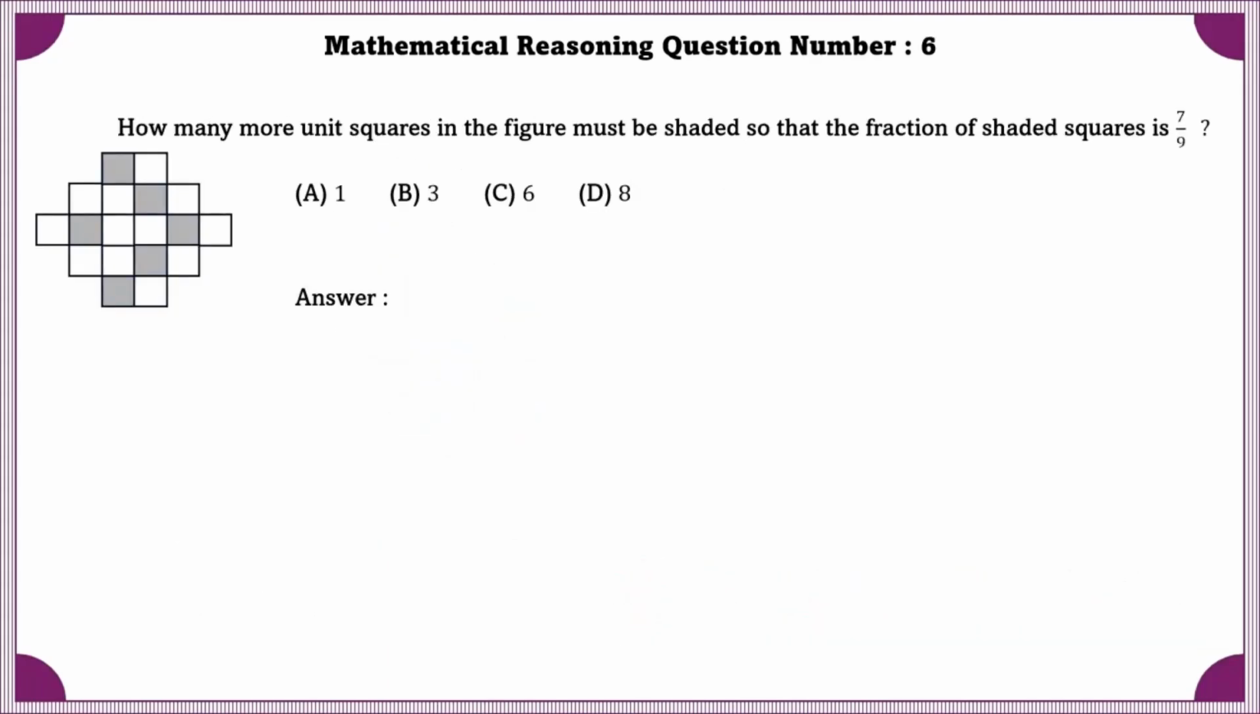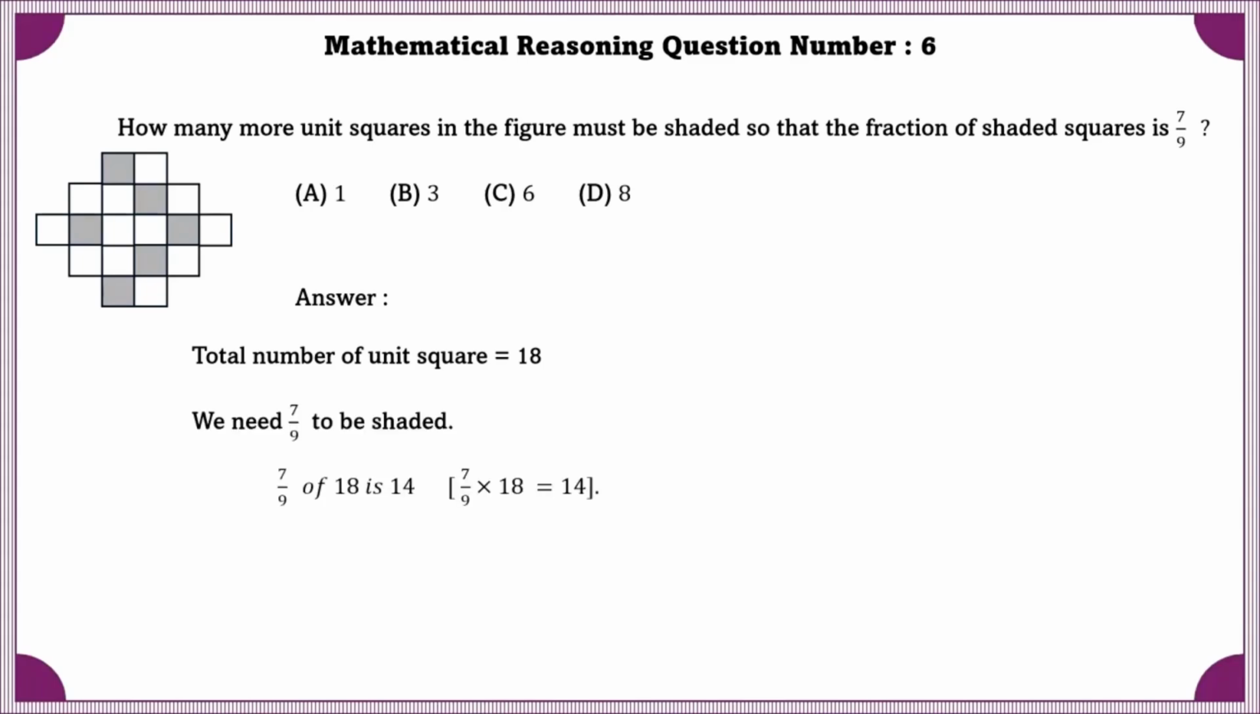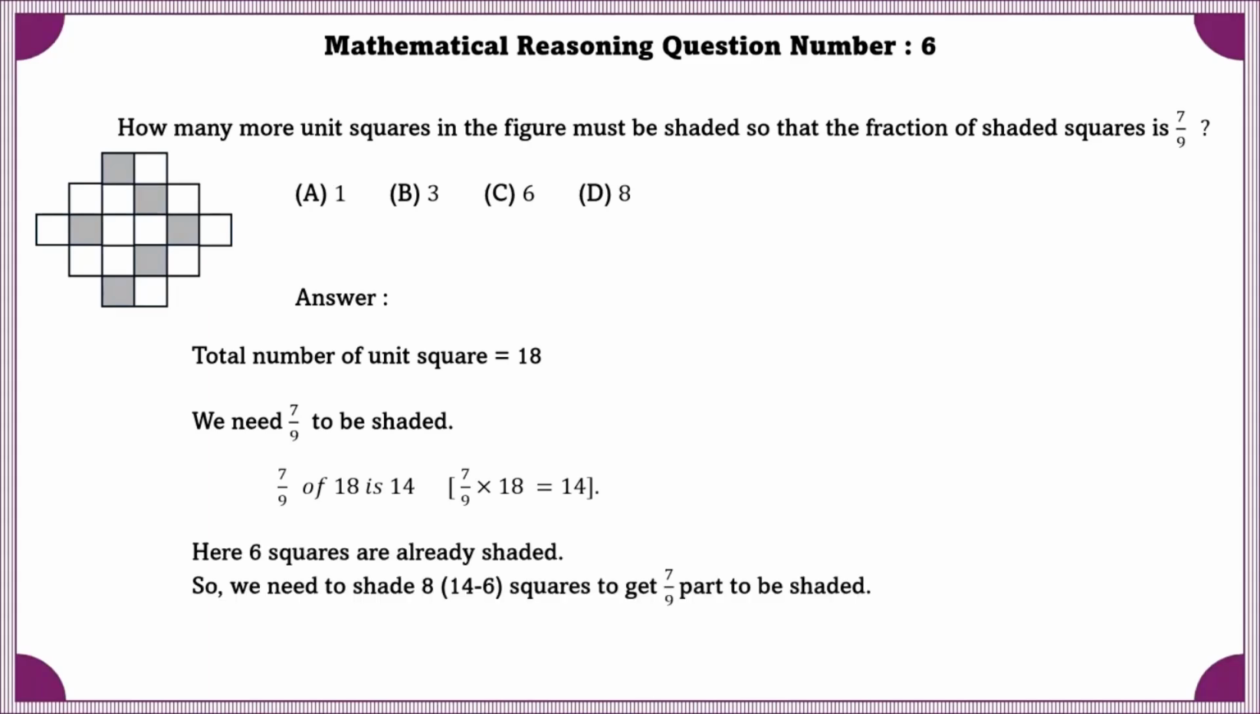Mathematical reasoning question number 6. How many more unit squares in the figure must be shaded so that the fraction of shaded squares is 7 by 9? Total number of unit squares is equal to 18. We need 7 by 9 to be shaded. Therefore, 7 by 9 of 18 is 14. So, 6 squares are already shaded. So, we need to shade 8 more squares to get 7 by 9 part to be shaded.